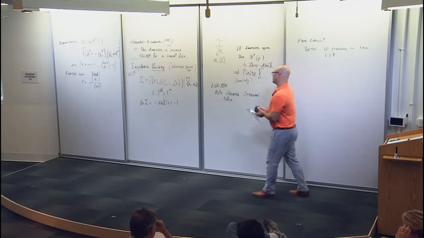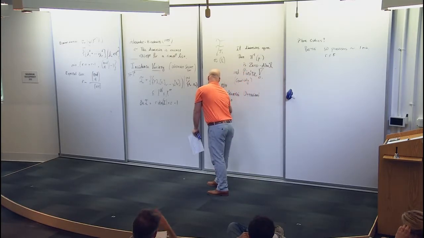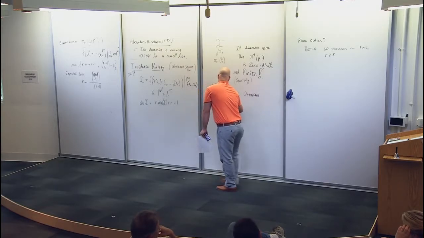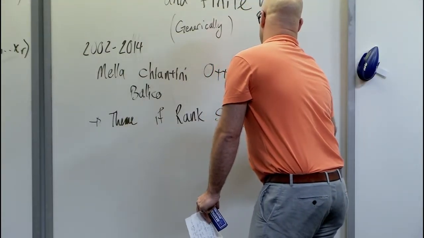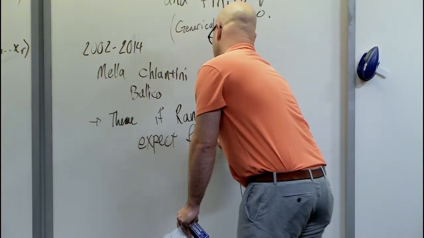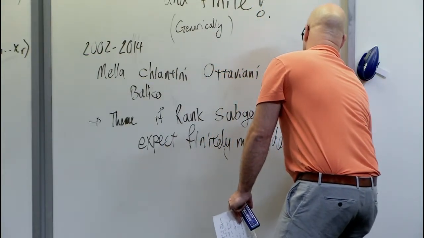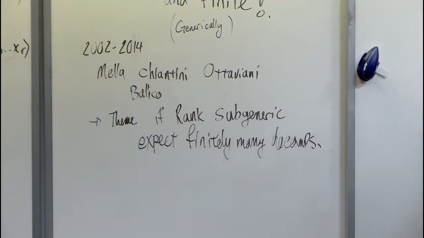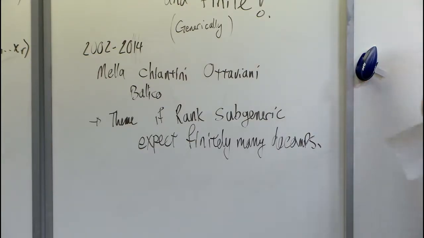Okay. So there are several people who worked out all of the possibilities. The theme here is if the rank is subgeneric, expect finitely many decompositions. In other occasions where I've seen this, it's always smooth. They also have something to say about when the rank is generic, but since we get to decide our communication scheme, let's just stick to the subgeneric case, and we don't have to worry about the rest of it.